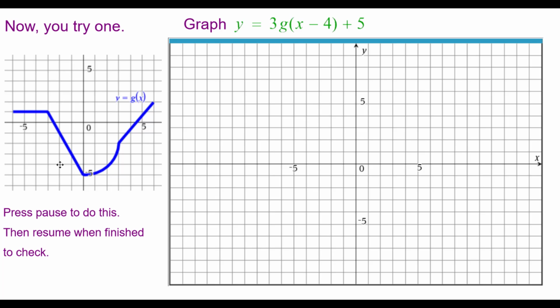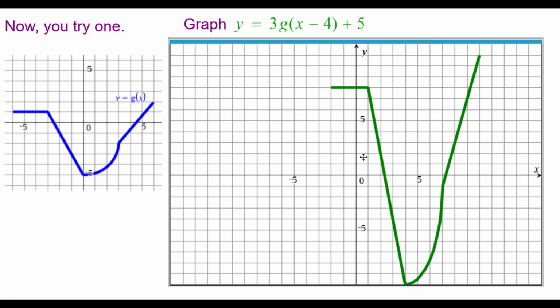Now you try one. Given y equals g of x in blue, graph y equals 3 times g of the quantity x minus 4, plus 5. Press pause to do this and then resume when you're finished to check your answer. And here's our answer here in green.